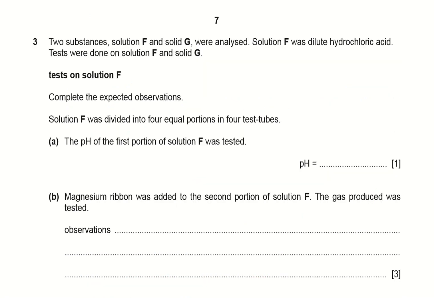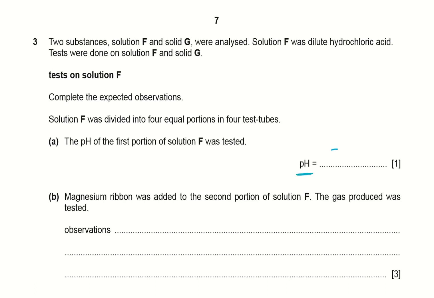Okay, so let's look at question 2 quickly. Two substances, solution F and solid G, were analyzed. Solution F was dilute hydrochloric acid. Then tests were done on solution F and solid G. So, test on solution F. Complete the expected observation. Solution F was divided into 4 equal portions in 4 test tubes. The pH of the first portion of solution F was tested. So you're supposed to tell us the pH of this.